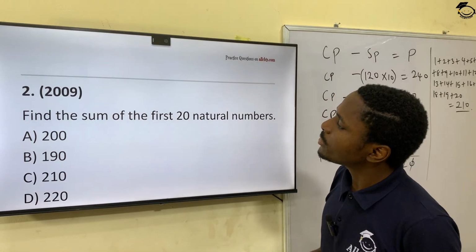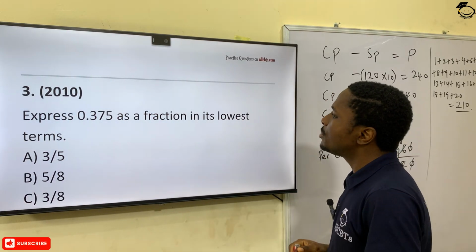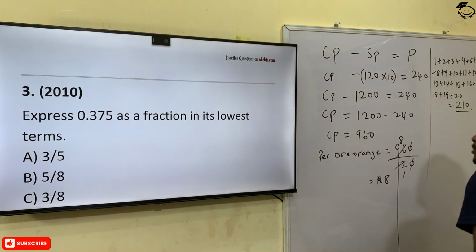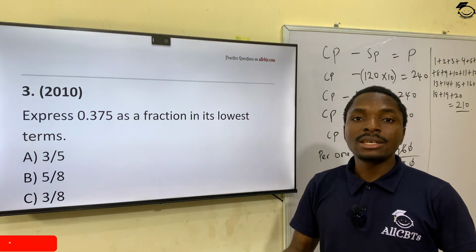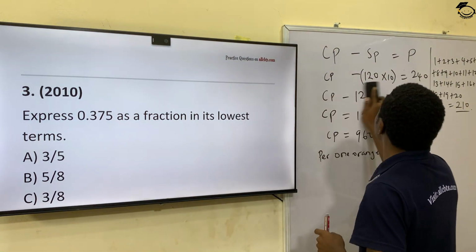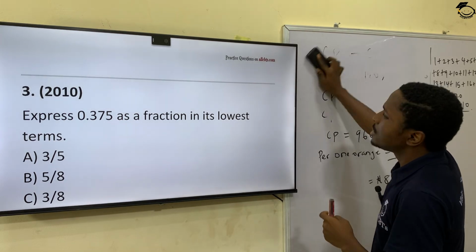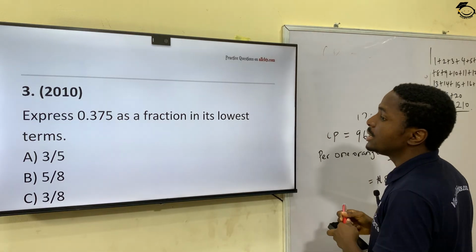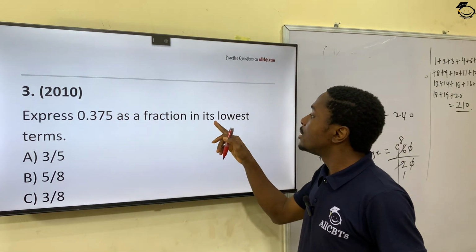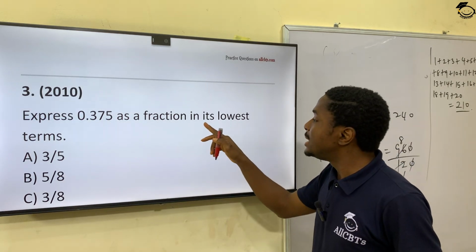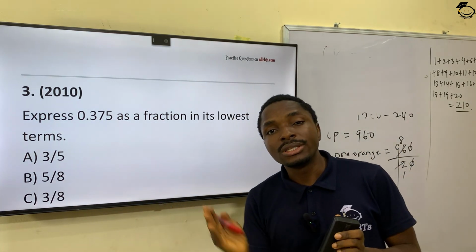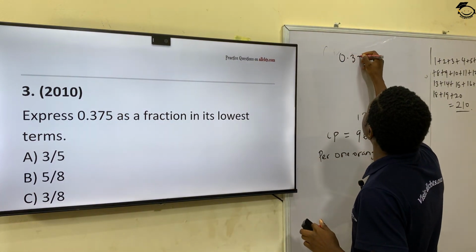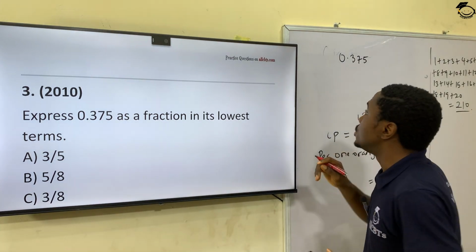Question 3. Express 0.375 as a fraction in its lowest term. What's a fraction? A number that has a numerator and denominator. Okay, so express 0.375 as a fraction in its lowest. Now mind the instruction there. In its lowest, that means divide it to the lowest. Okay, so what's the number again? 0.375. You want to divide it to the lowest.